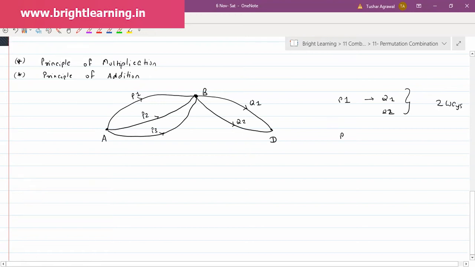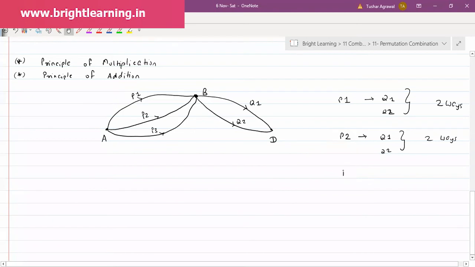If I fix my first route as P2, Ahmedabad to Bombay as P2, then my second journey again can be done in two ways, Q1 or Q2. Sir, what is Q1? Q1 is route Q1, and Q2 is route Q2. When I'm telling P2 and Q1, it means from Ahmedabad to Bombay I'm going by P2 route, and from Bombay to Delhi I'm going by Q1 route. When I'm talking about P2 Q2, it means from Ahmedabad to Bombay I'm going by P2 route, and from Bombay to Delhi I'm going by Q2 route.